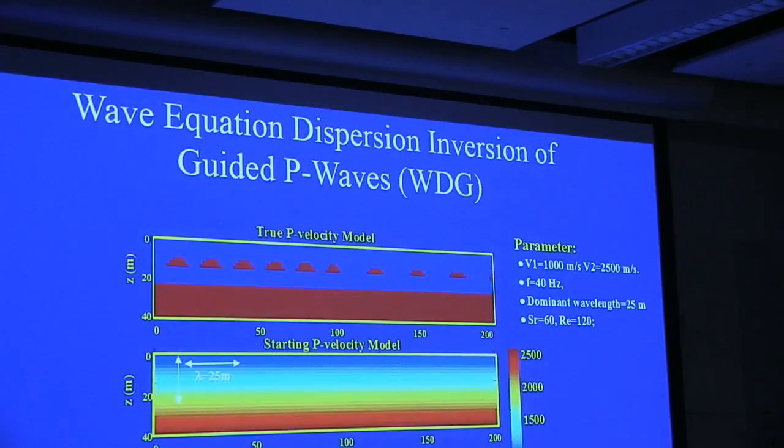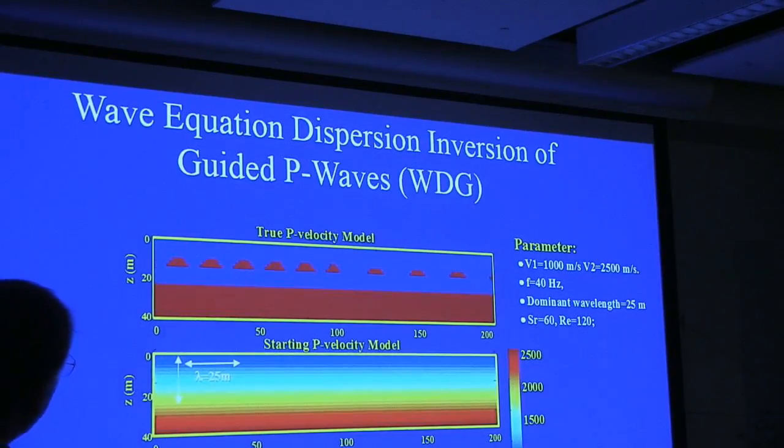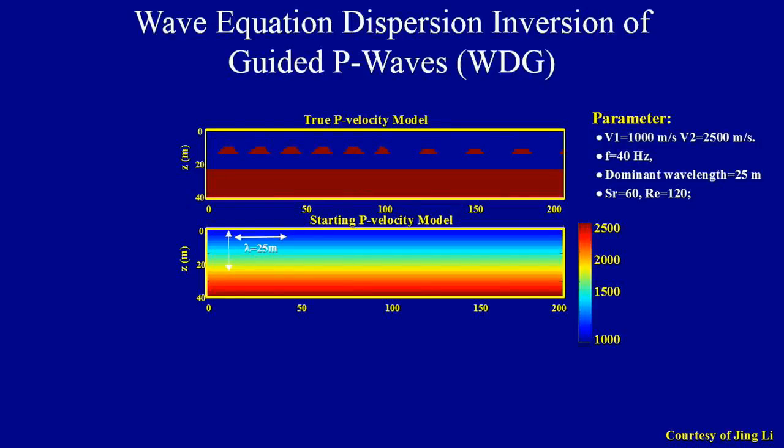This is an indication of what 25 meters is like. The dominant wavelength is 25 meters. So the vertical extent of our anomalies is sub-wavelength, on the order of about a fifth or sixth of the wavelength. And the spacing of our anomalies is on the order of about a quarter of a wavelength or less. Out here, we start to get more of a wavelength type of separation laterally.